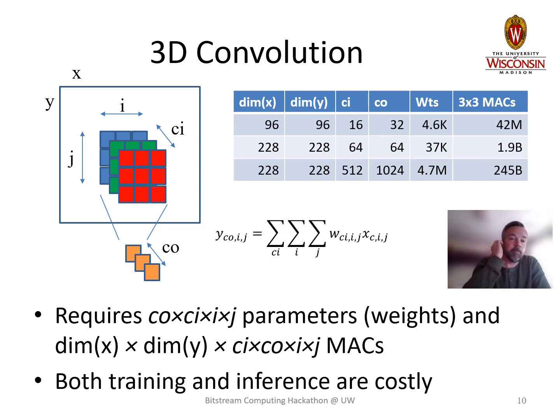So there's just some examples here that show for different dimensions of input, 96 by 96 pixels or 228 by 228 pixels, and different numbers of input and output channels, how many total weights are you going to need in that layer? So that ranges from 4,600 for a small one to 37,000 for a medium-sized one to 4.7 million parameters for a large one. And then the number of multiply accumulate operations that you need to apply to evaluate that layer ranges from 42 million to a couple billion to 245 billion.